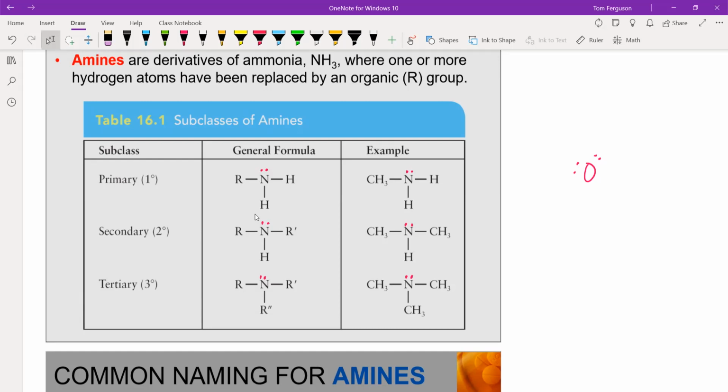Okay, like alcohols, we're going to have primary, secondary, and tertiary amines, just like we have primary, secondary, tertiary alcohols. It has to do with the number of hydrogens present. In terms of primary, there are 2, secondary 1, tertiary, there are none.